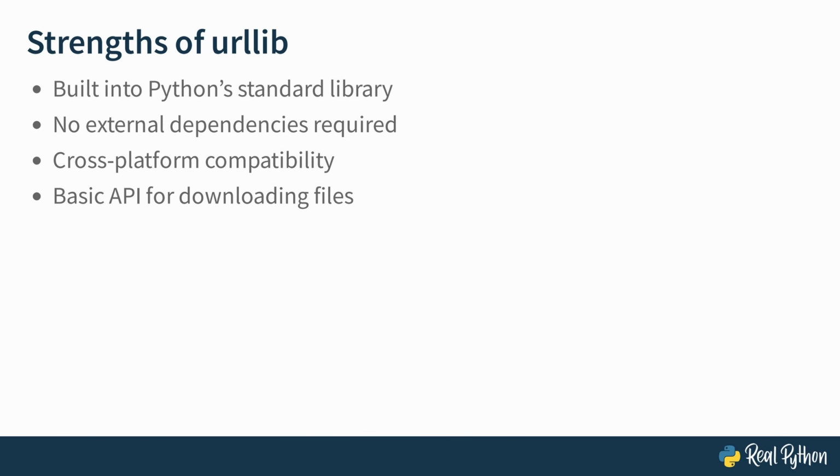So, why would you choose urllib? The main strength is that it is built specifically into Python's standard library. This means you do not need to use pip to install anything. If you are writing a script that needs to run on a machine where you can't install external packages, like a restricted server environment, urllib is a lifesaver. It offers great cross-platform compatibility and provides a basic interface for standard download tasks.